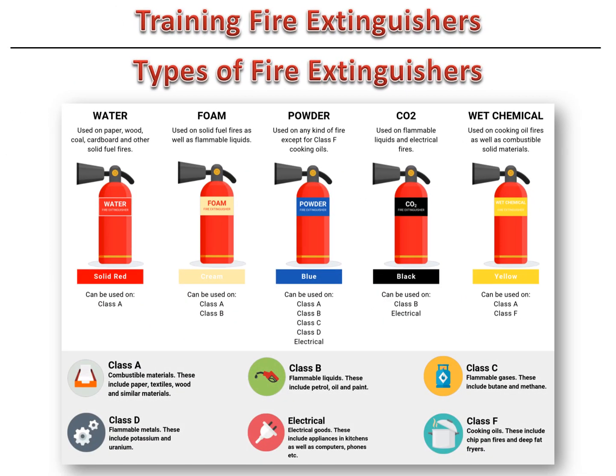Types of fire extinguishers. Water, used on paper, wood, coal, cardboard, and other solid fuel fires. Foam, used on solid fuel fires as well as flammable liquids. Powder, used on any kind of fire except for Class F cooking oils. CO2, used on flammable liquids and electrical fires. Wet chemical, used on cooking oil fires as well as combustible solid materials.